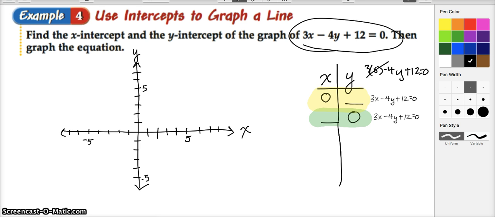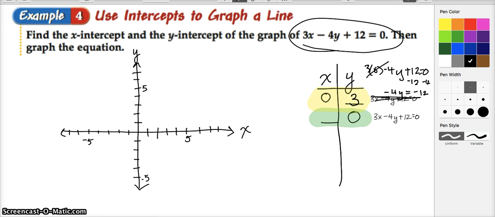Now I'm going to solve. So when I solve this, I'm going to move my 12 over to the other side, right? And then I'm going to get -4y is equal to -12. You guys know that right now all I'm going to do is divide both sides by -4, and I'm going to get a +3. So that's the y-intercept.